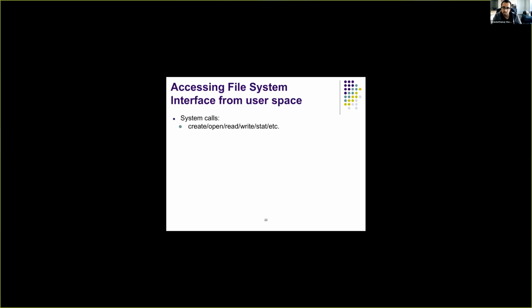How can you access the file system from user space? The operating system provides various system calls like create to create a file, open, read, write, stat to get attributes of a file, and so on. There are almost 18 system calls provided by the operating system, which allow users to do various operations on files. In the next part, we will look into directories and some special files that help us manage the file system more efficiently. Thank you.